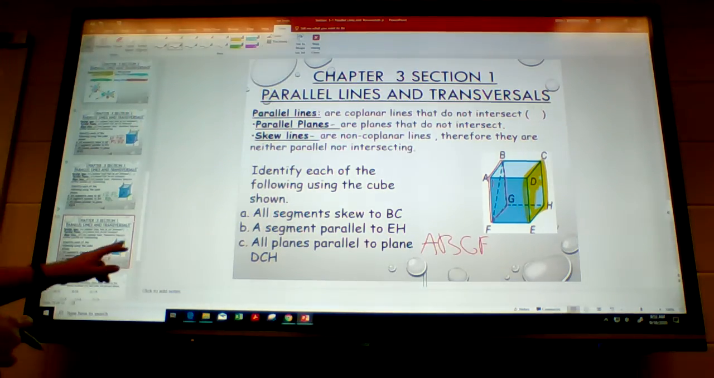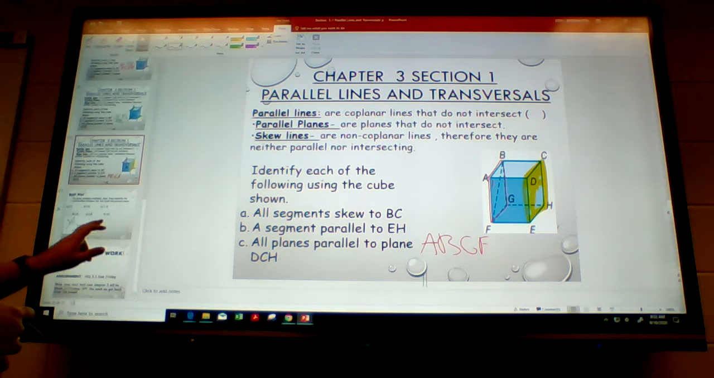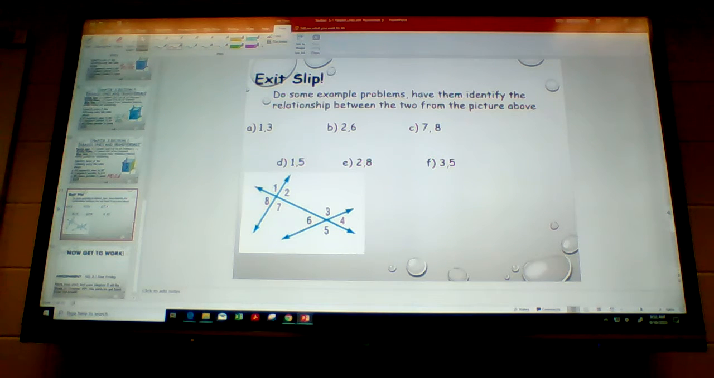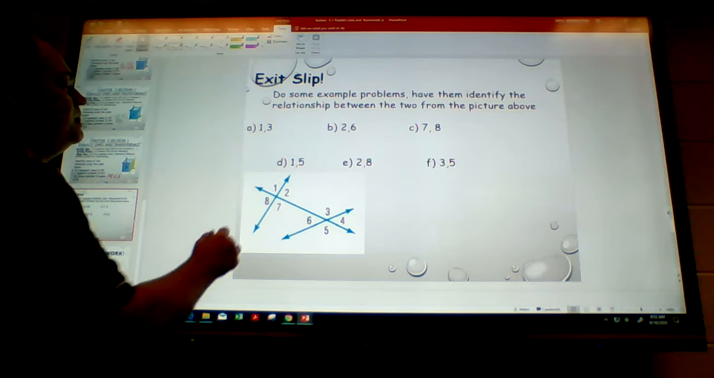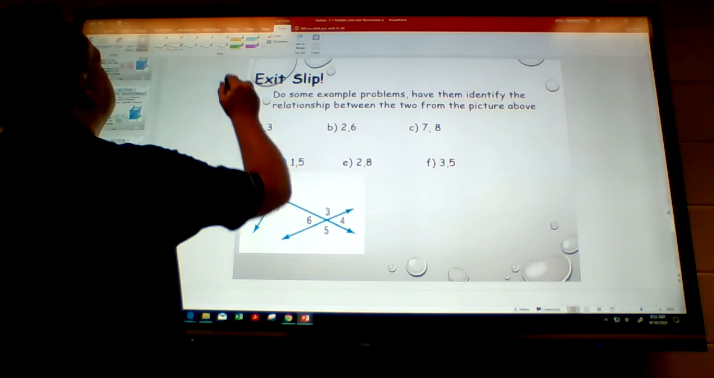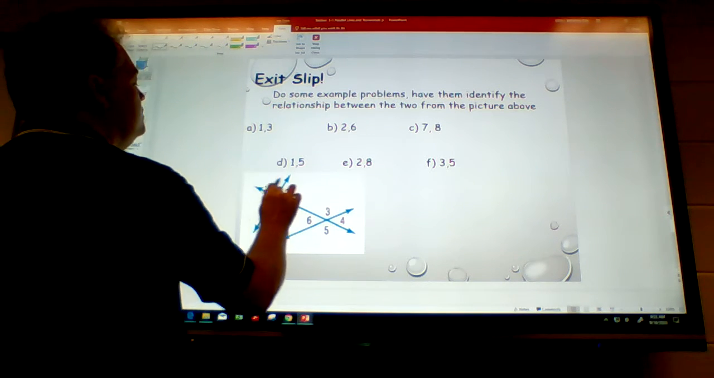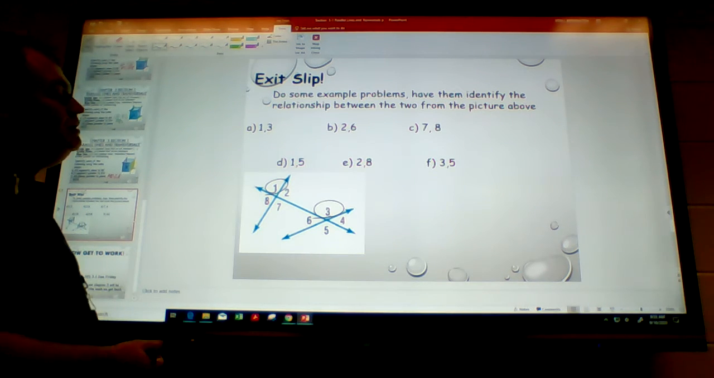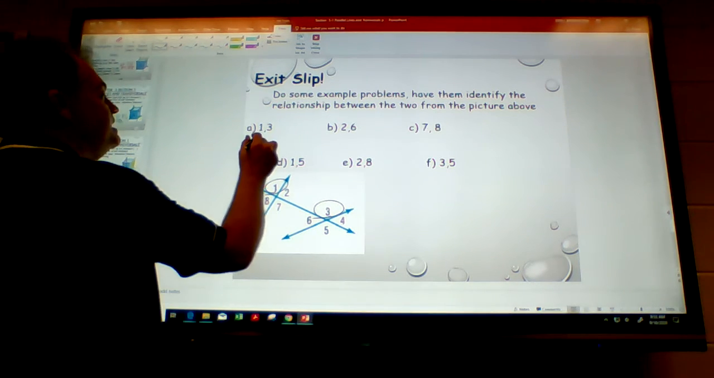All right. Now let's do some sample problems here. We'll identify the relationship, if there is any, between these angles. Okay, so let's highlight angle 1 and angle 3. Angle 1 and angle 3, if you look at those, are corresponding angles.